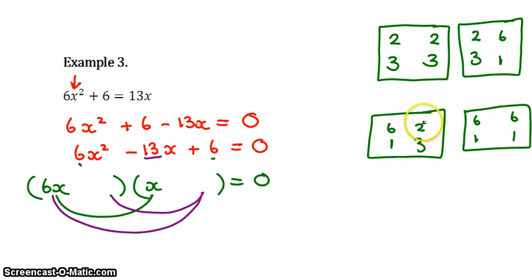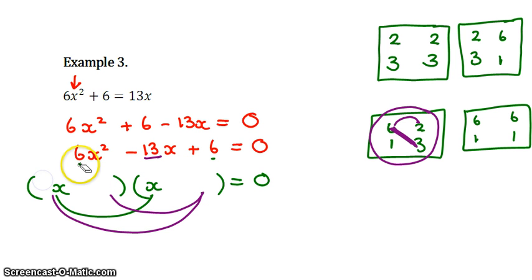Let's think about 6 and 1 and 2 and 3. How could I get 13? If I put 6 and I put the 2 here, that would give me 12x. And I put the 3 here, that would give me 3x. Now, 12x and 3x are not going to give me 13x. Okay, what happens if we put the 3 here and the 2 there? So 6 times 3 would be 18x minus 2x. That gives me 16x. So that's not seeming likely.